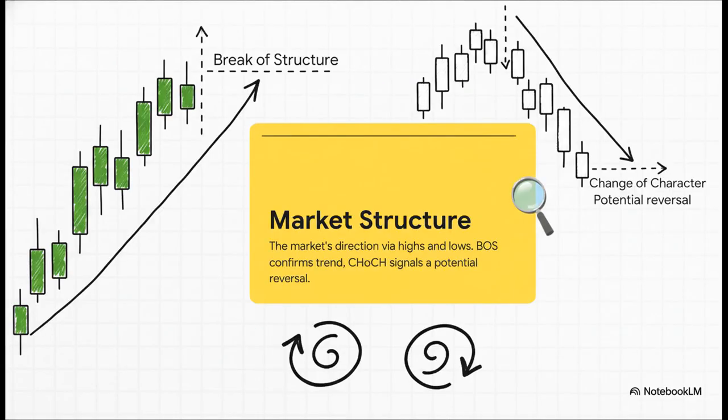Next up, I define the market structure. Is price making higher highs or lower lows? Simple as that. This just tells me the current direction. A break of structure, or a BOS, confirms the trend is continuing. And a change of character, or CHOCH, well, that's our first clue that the trend might be turning around. This is about direction, not entries.